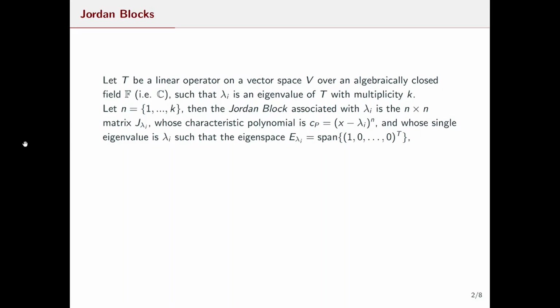Its eigenspace is spanned by the column vector with n entries, where the first entry is 1 and the rest are 0. By doing this, we are constructing the following matrix. The matrix J_λi is just the matrix that has as its diagonal entries the eigenvalue, and on the off diagonal, 1s. The rest are 0s.